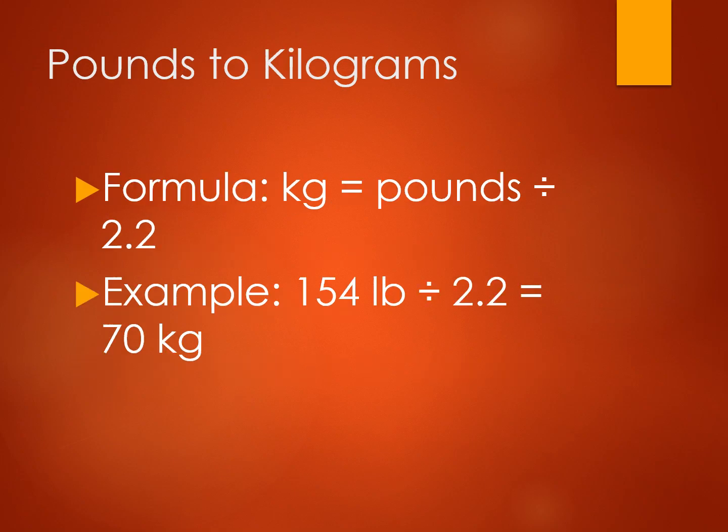So how do you convert your pounds to kilograms? In an examination where they give you your values in pounds and you need to get your kilograms, you divide the figure in pounds by 2.2. So we have 154 pounds divided by 2.2 to give you 70 kilograms. A perfect example here for you to follow.